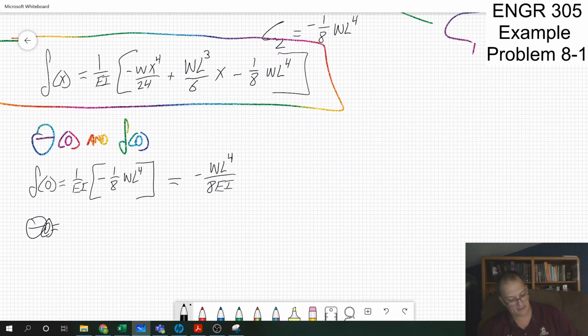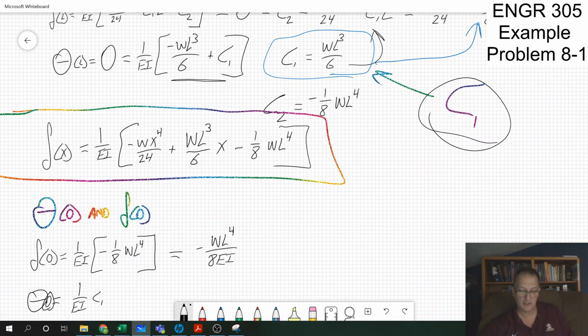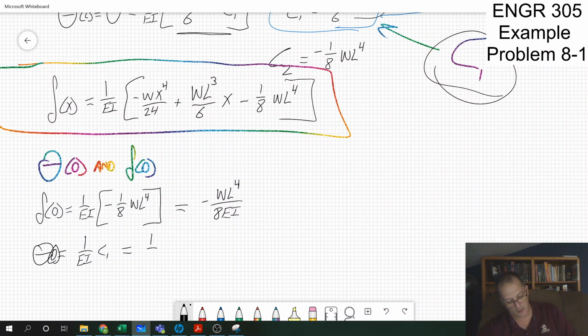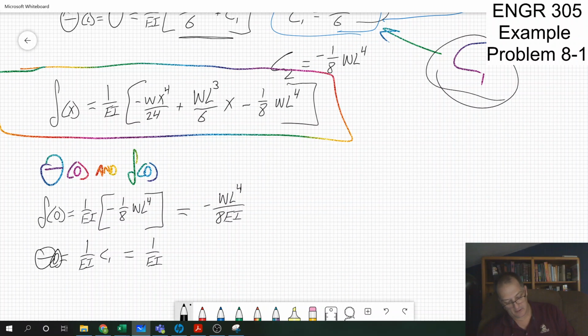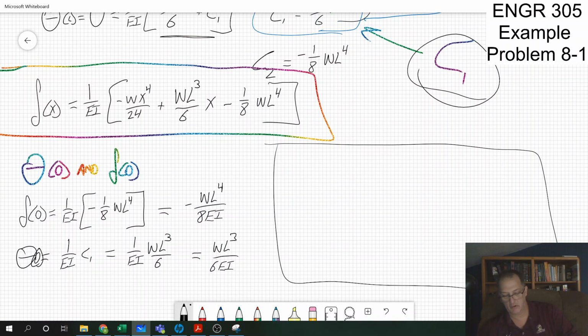So I'm going to write that 1 over EI times C1. Now I've got to go back and find, oh, look at that. C1's right there, which is WL cubed over 6. So it's equal to 1 over EI, positive WL cubed over 6, or WL cubed over 6EI. All right, now I'm going to go get the little equations that I was looking for, and I'm going to try to drop them in right over here.